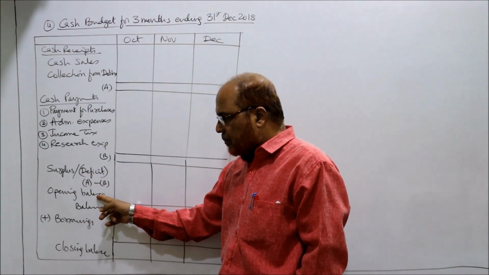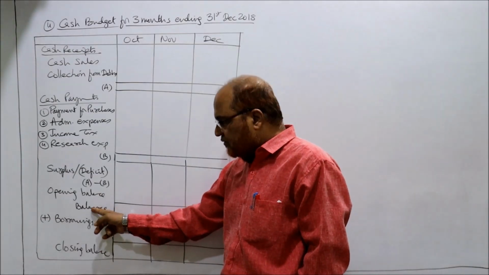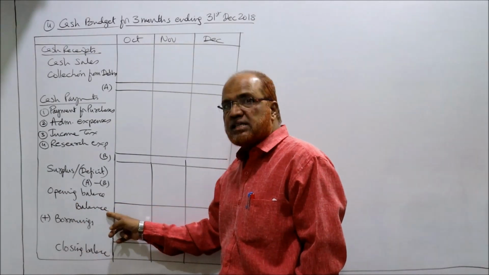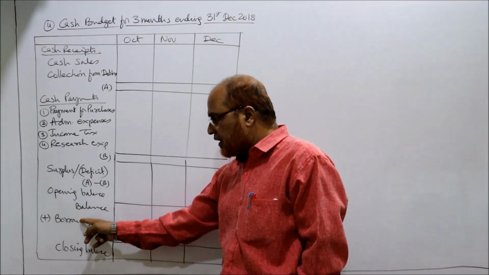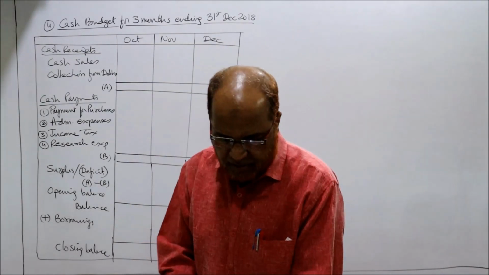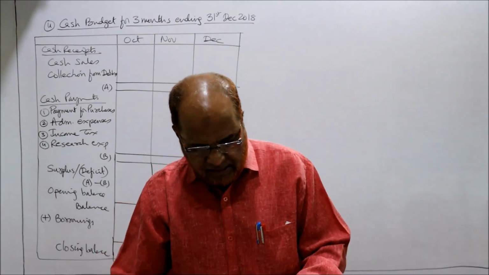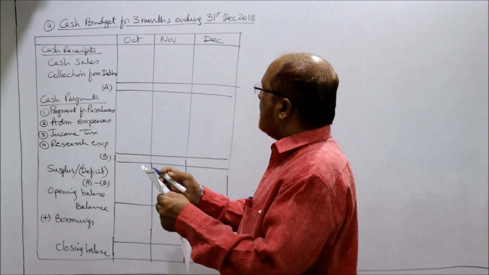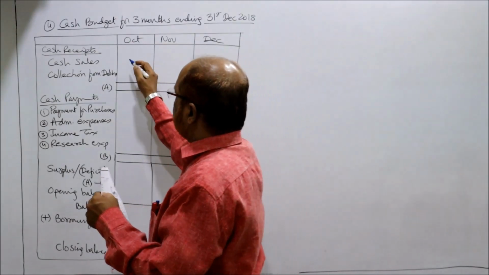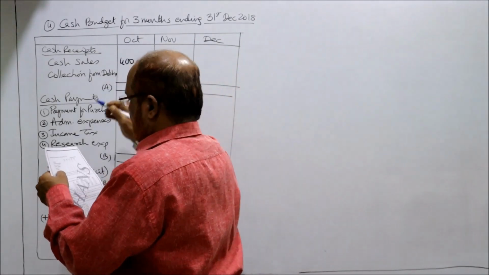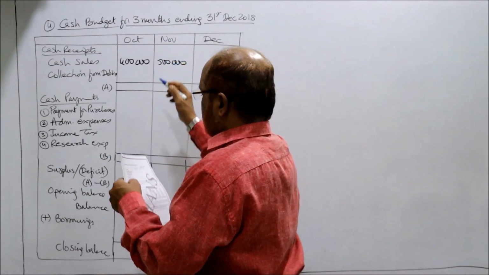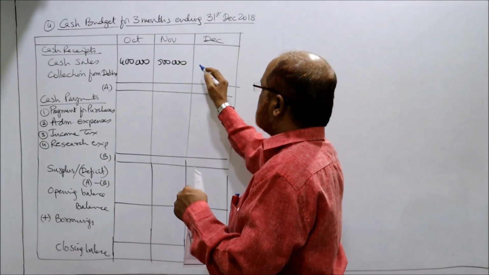To this we add the opening balance, and we'll get some balance. If this balance is more than 3 lakh, we don't have any borrowings. If this balance is less than 3 lakh, then definitely we have to make the borrowings and make it 3 lakh. That is the new condition. So cash sales are directly given in the problem. For October, cash sales are 4 lakh. For November, 5 lakh. And for December, 5 lakh.